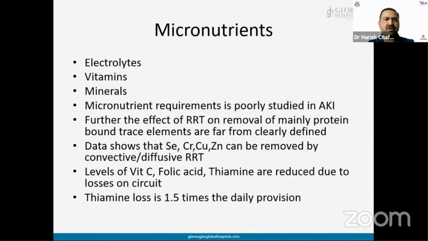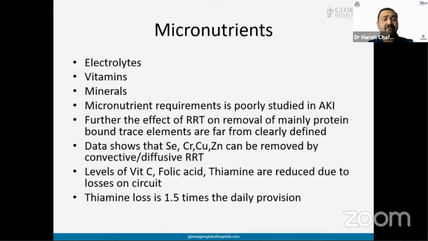As far as micronutrients, we all know electrolytes, vitamins, minerals, micronutrient requirements are poorly studied in AKI. Further, the effect of RRT on removal of mainly protein-bound trace elements is far from clearly defined. However, data shows that selenium, copper, and zinc can be removed by convective as well as diffusive RRT. And levels of vitamin C, folic acid, thiamine are reduced due to losses on the circuit. I think all these patients need supplementation of these whenever they are on RRT.